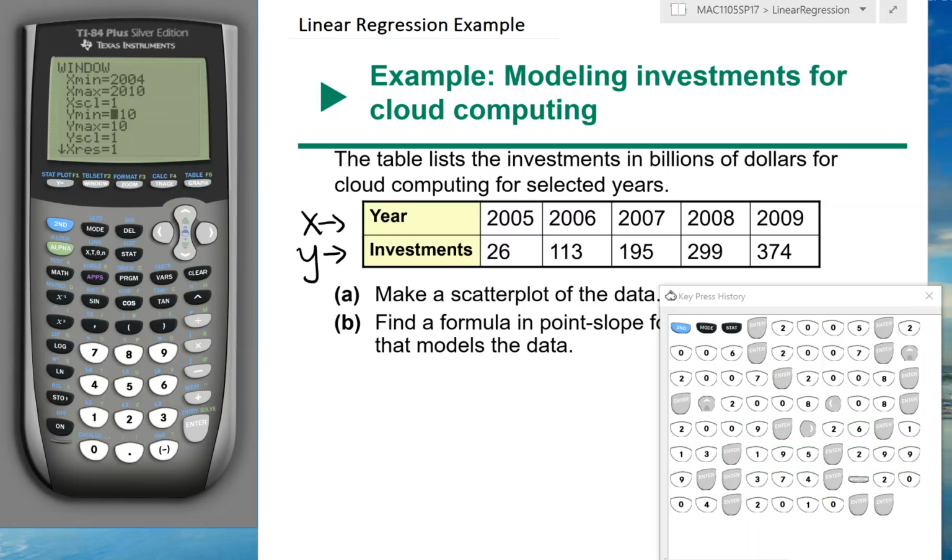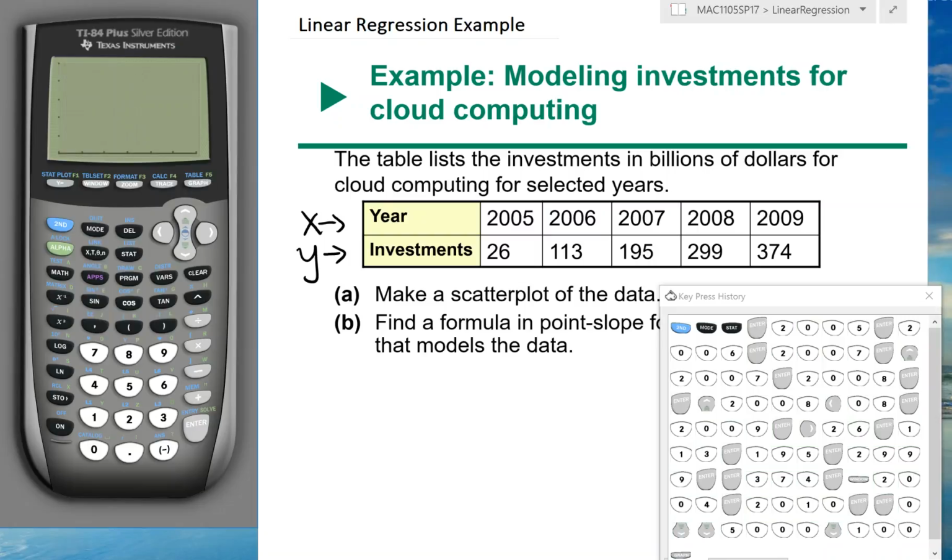And then for Y min, you notice that your investment started 26 and ended 374. So maybe we should start at 0, for example, for Y. And then for Y max, let's go up to 500. And let's put in 100 in here.